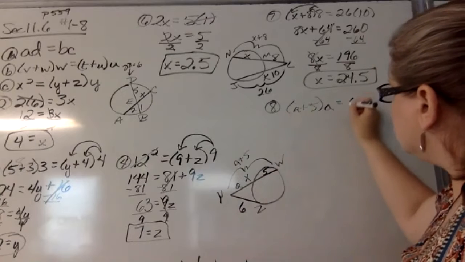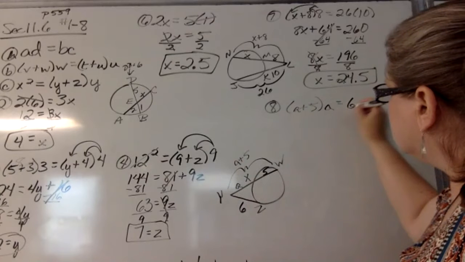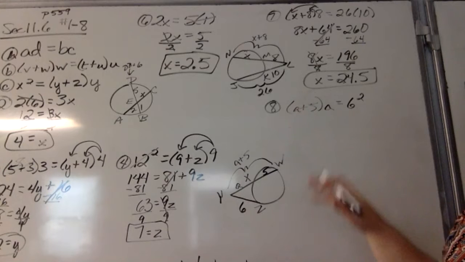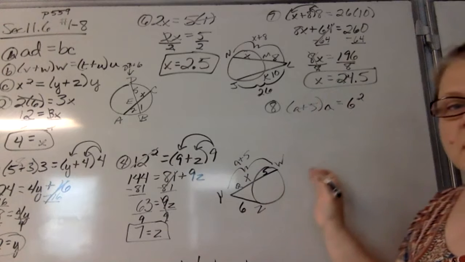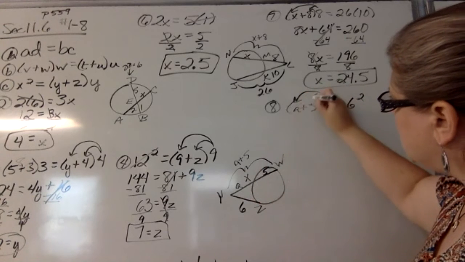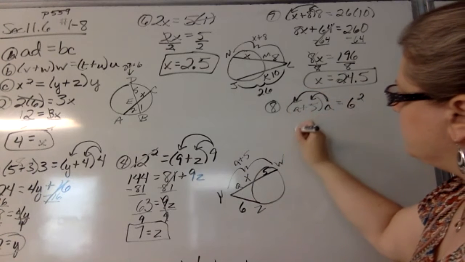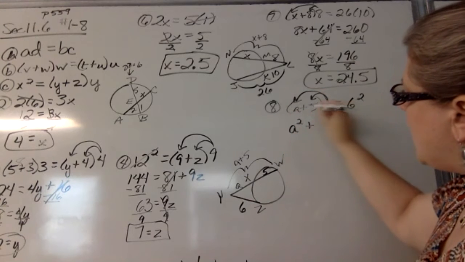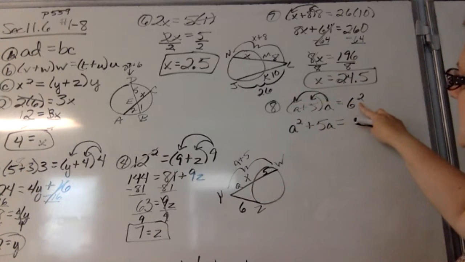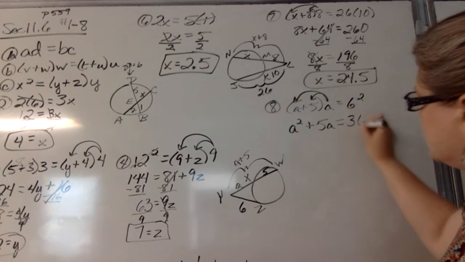is equal to my tangent part squared. Okay, now remember I told you it doesn't matter which side of the equal sign you put which part on. I just put this one on the left because that's where my variable was. Usually you all like having the variable on the left when you're solving the equation. Now, on here we got to start by making our parentheses disappear by distributive. So a times a is a squared. A times 5 is 5a. And that's equal to 6 squared, which is 36.